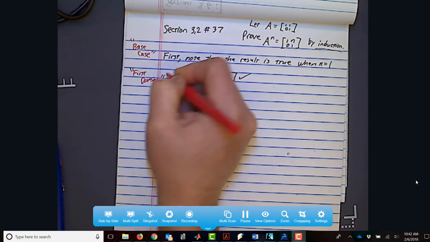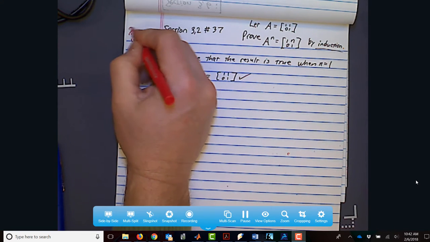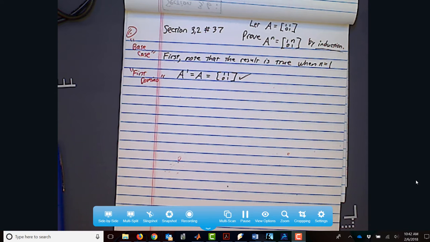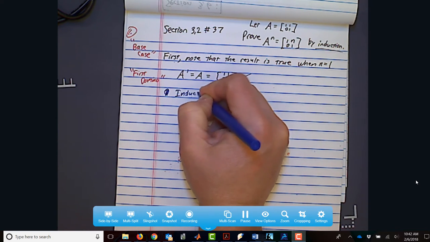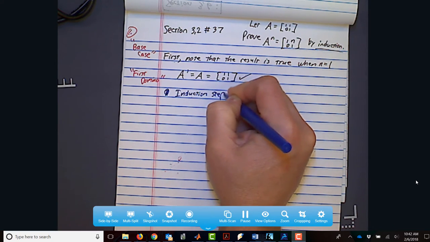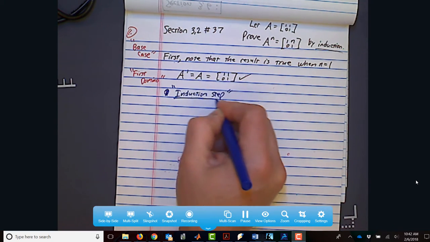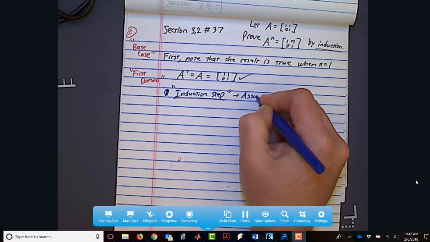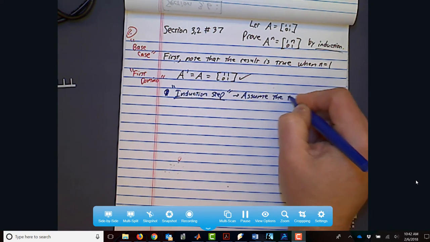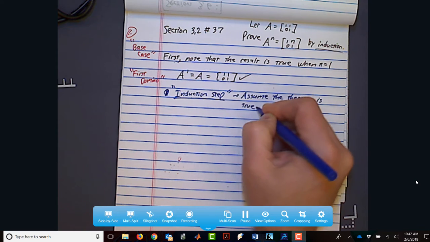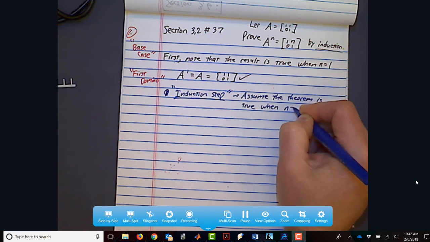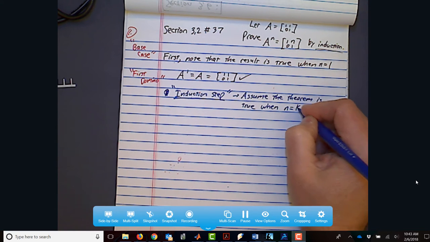When you do a proof by induction, there's two things you have to do. You have to have the first domino taken care of. And then the other step is the induction step. The induction step is this. You assume the theorem is true when n equals, let's say, k. I'll use capital K.